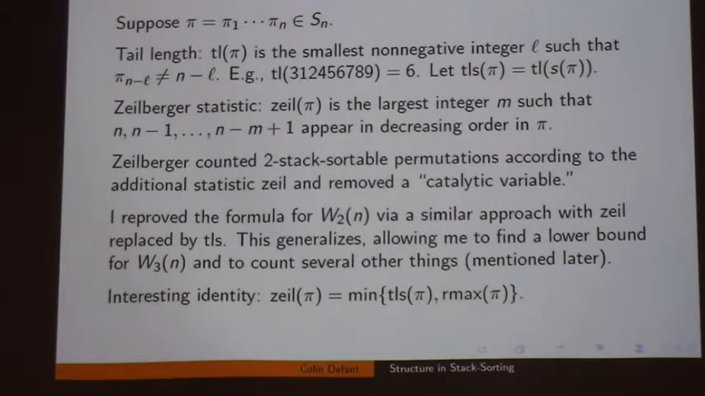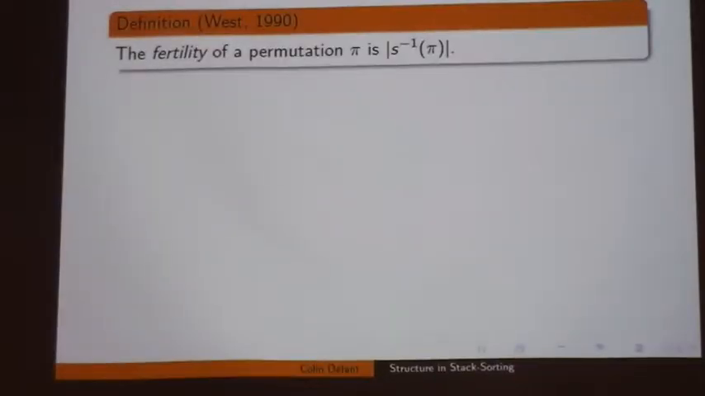Okay. Now, I also want to talk about something called the fertility of a permutation. This is a definition due to West from 1990. He defined the fertility of pi to just be the number of preimages of pi under the stack sorting map. And Bousquet-Mélou defined a permutation to be sorted if its fertility is positive. In other words, it has at least one preimage under the stack sorting map. Of course, this is the same as saying it's in the image of the stack sorting map.